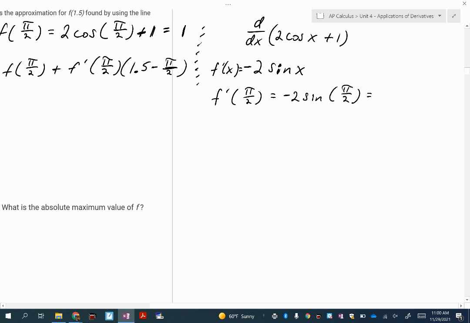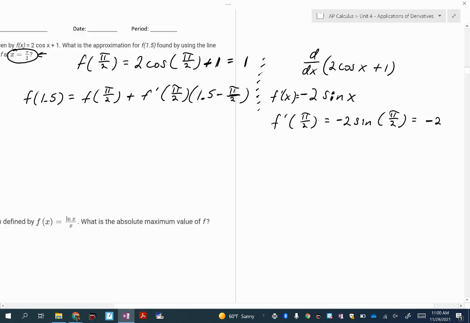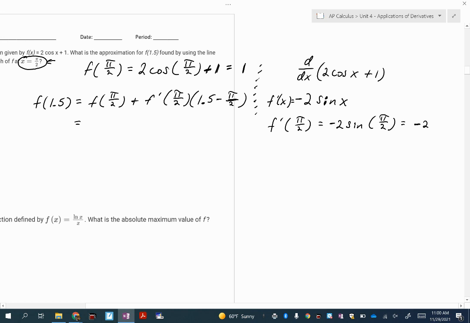Quadrantal again. Sine of pi over 2 is actually 1. 1 times negative 2 is negative 2. So let me replace what I know now. I know that this is 1, and this is negative 2, and then 1.5 minus pi over 2.